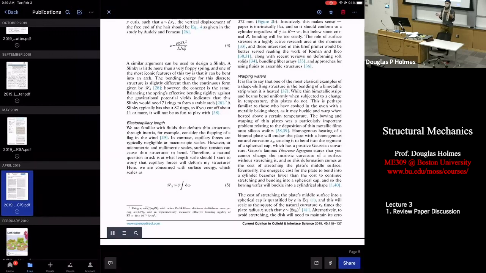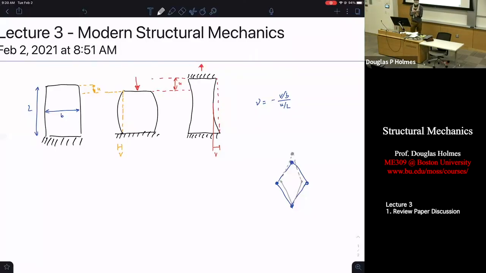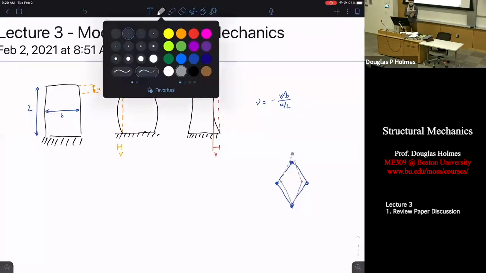Are people familiar with the bimetallic strip? You're familiar with it from mechanics of materials, and I'm going to come back to answering your question. I'm just going to take a brief aside.